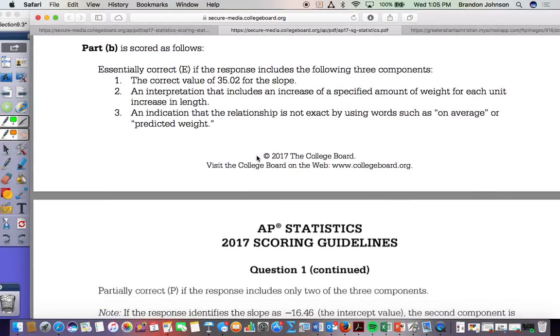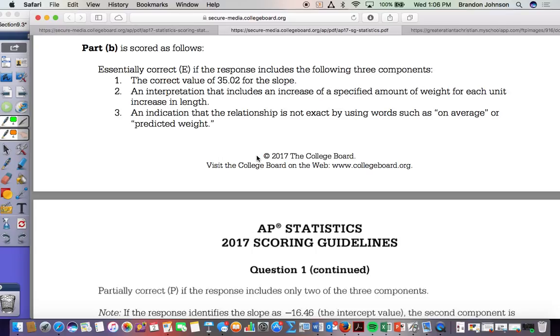You would get an essentially correct if the response includes 3 components. So check them off as I go. The correct value of 35.02 must be stated; that is the slope. That's number 1. Number 2, an interpretation: it must say that there is an increase of a specific amount of weight for each unit increase in length.